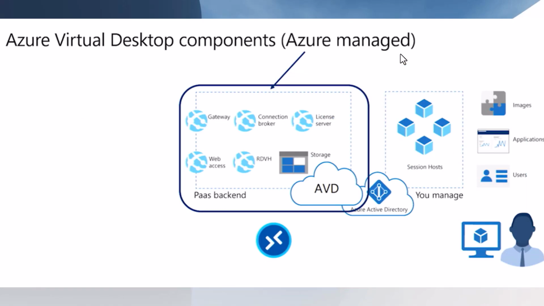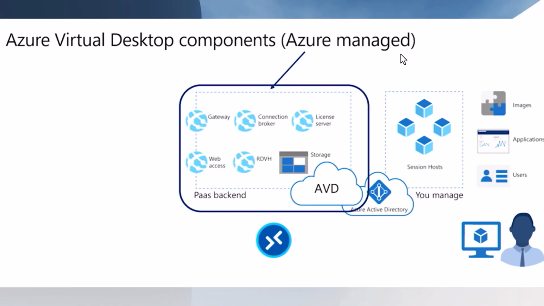Moving on to the next slide. So this is explaining what exactly the administrator, or the Azure architect, will be supporting. This gateway, web access, connection broker, storage, license server in the AVD infrastructure, basically all those in the PaaS backend, platform as a service, are all managed by Azure. So Microsoft is basically managing them. If any issues with the gateway, we don't need to worry about it. If any issues with the connection broker or license server, you don't need to worry. All these things are managed by Microsoft.